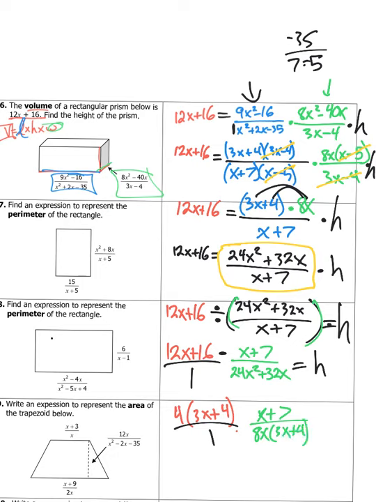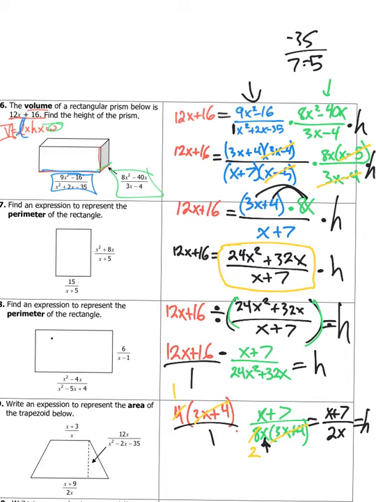3x plus 4. Hey, what do you know? 3x plus 4, 3x plus 4. The 8 and the 4. So I get that my h is x plus 7 over 2. And just don't forget about that x right there.